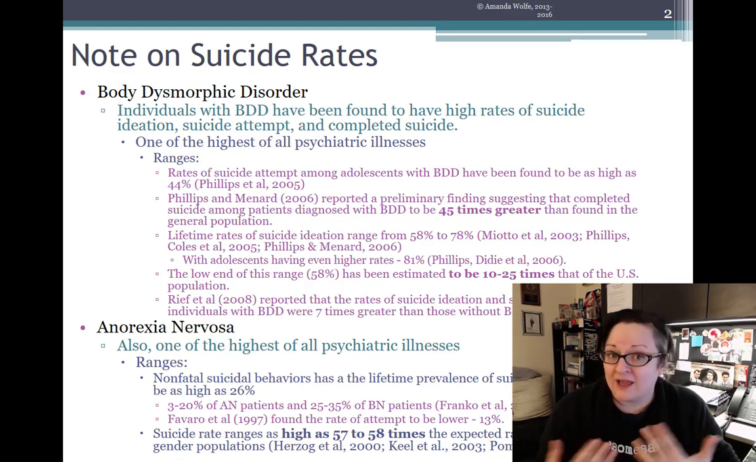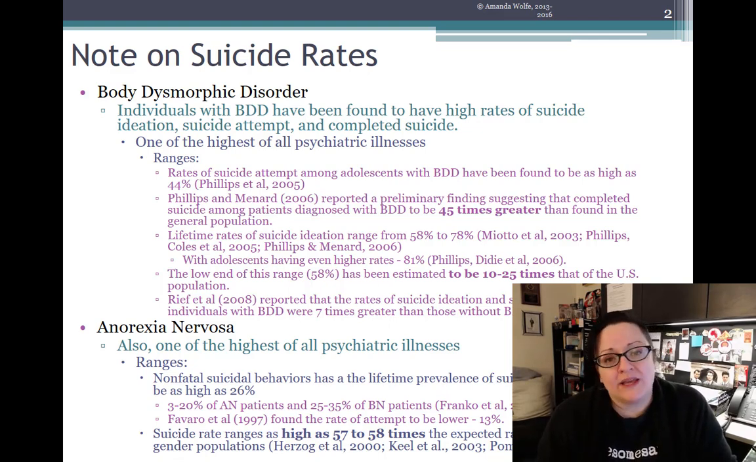So if I, Dr. Wolf, ask you on an exam, what category of disorders or what disorders have the highest rate of suicide? You would tell me disordered eating, specifically body dysmorphic disorder and anorexia nervosa. If I ask you which disorders have the highest mortality rate, you would say disordered eating. But if other professors ask you, you probably want to go with mood disorders and schizophrenia. Those are two big players.